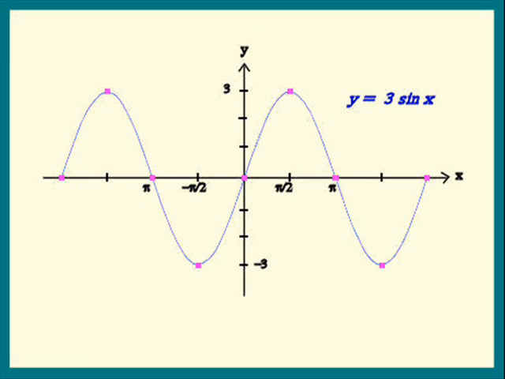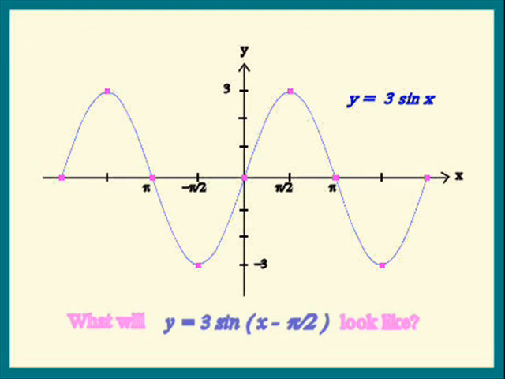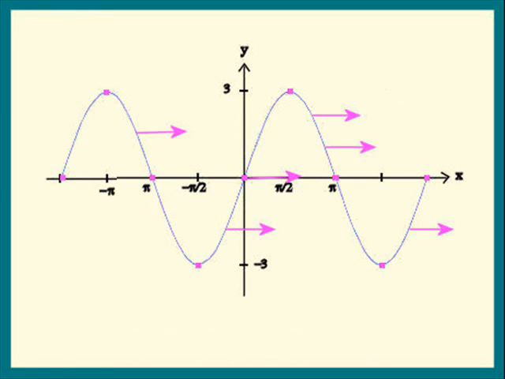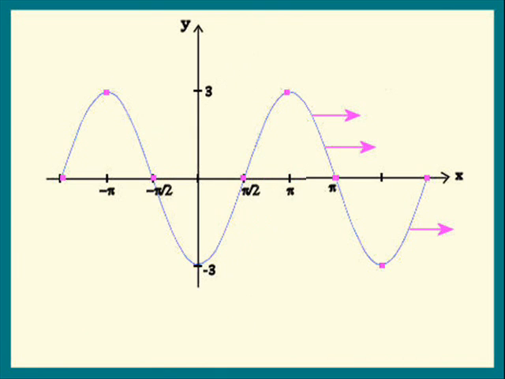To do the next problem, we're going to start with y equal to 3 sine x. What does y equal to 3 times sine of x minus pi over 2 look like? In the first equation, when x is 0, y is 0. In the second equation, when x is pi over 2, y equals 0. We can imagine ourselves grabbing the curve at the origin and moving it over pi over 2 units to the right. There it is.